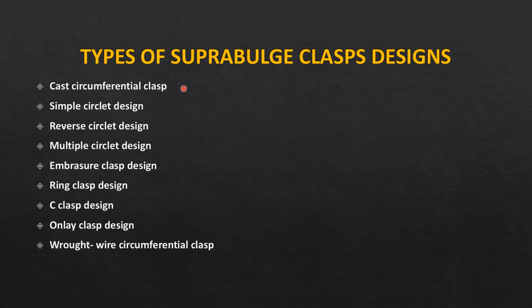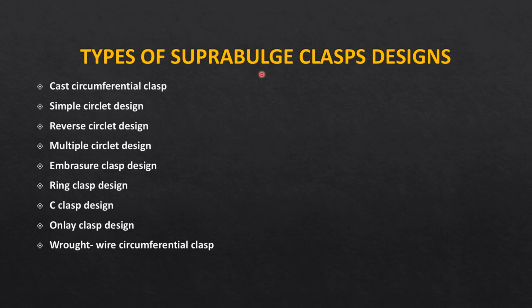Now, second, coming to the various types of supra-bulge clasps. There are many types of supra-bulge clasp designs that have been given over the years by various authors. They are also available in all of your textbooks, such as Stewart's and McCracken's and the textbook of Prosthodontics by Dr. Padmanabhan and so on.